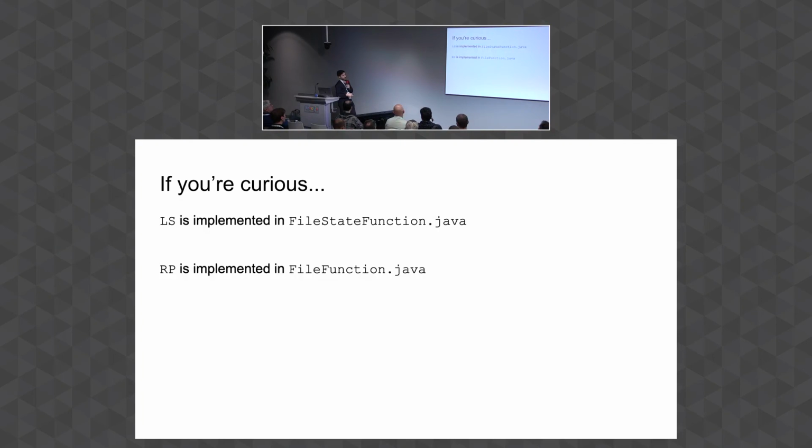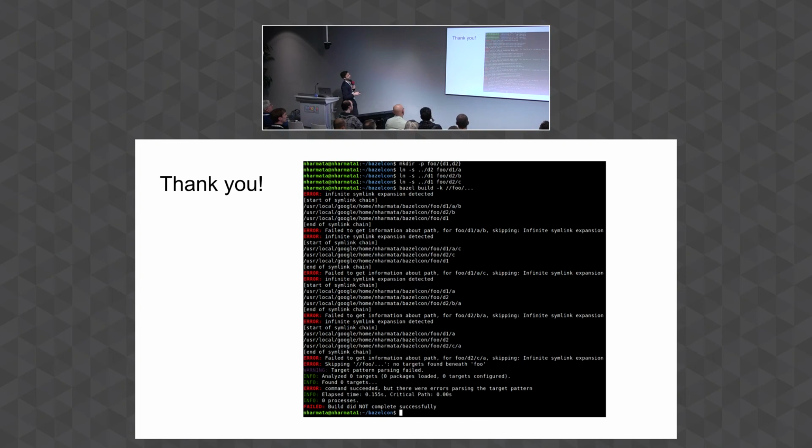So we do minimal work on incremental builds. Here's a crazy example where we have lots of layers of directory symlinks. I haven't seen any other tool that gets this correct, but Bazel does, and we have a nice informative error message about what's going on. All right, thank you for your time.